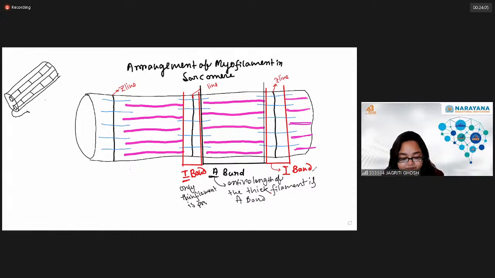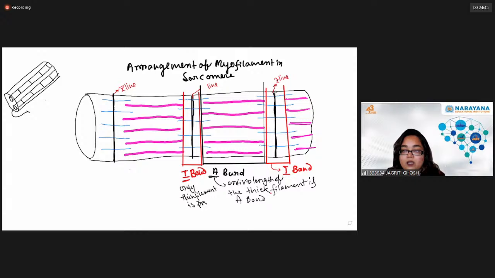I band. Now, what is the Z line? The Z line is the middle point of the actin filament. This is a Z line. Again, this one is a Z line. The middle points of the actin filaments are called the Z line.